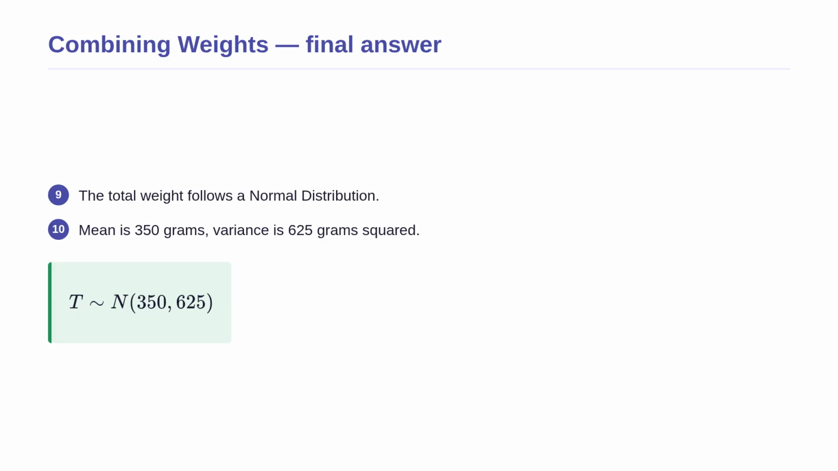We can now bring all of our calculations together into one formal statement. The total combined weight T follows a normal distribution, denoted by the capital letter N. This new distribution has a central mean of 350 grams and a variance of 625 grams squared. If we ever needed the standard deviation of this total weight, we would simply take the square root of 625, which gives us 25 grams. This tells us exactly what to expect when we put both fruits on the scale, proving how powerful the additive property is for independent normal variables.